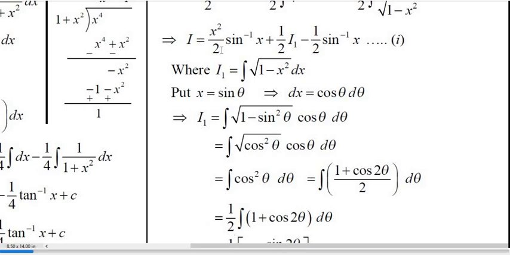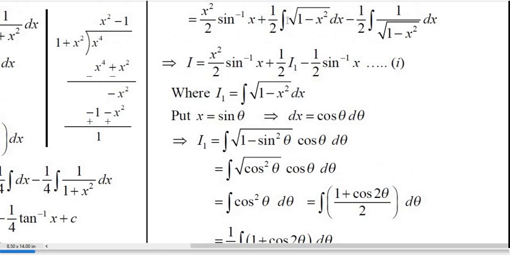I is equal to x squared divided by 2 sine inverse of x plus 1 by 2 I1. Here we take this function as I1, just this function is I1. Okay, minus 1 by 2, and this whole function, which is equal to integration of 1 over square root of 1 minus x squared, is equal to sine inverse of x. This is called equation 1.